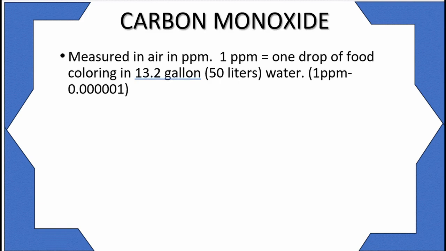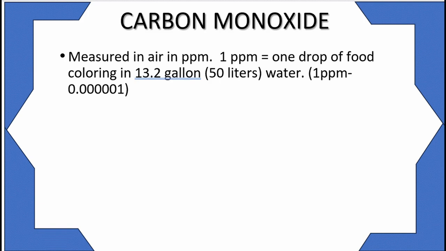As we said before, it's measured in the air as parts per million. And what's a part per million? Just to give you an idea, one drop of food coloring in 50 liters of fluid, that's 13.2 gallons of water, is about one part per million.